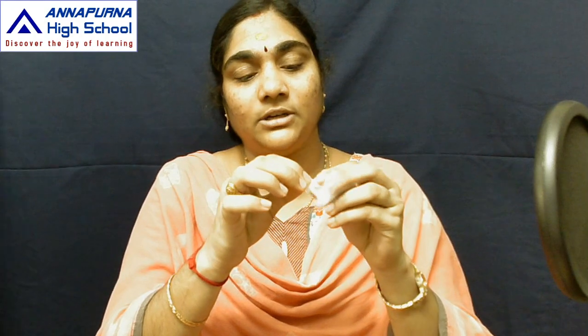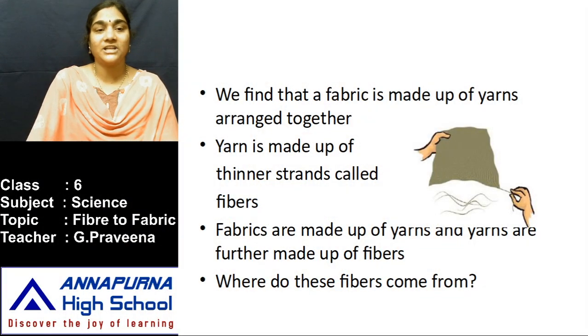Take a piece of cotton in your hand and try to pull out the cotton. You can see thin strands coming out of it, right? These thin strands are called fibers. These fibers are twisted together to make a yarn. So a fabric is made up of yarns which are arranged together, and yarn is made up of thinner strands called fibers. Fabrics are made up of yarns and yarns are further made up of fibers.